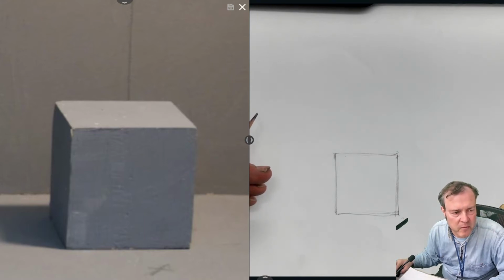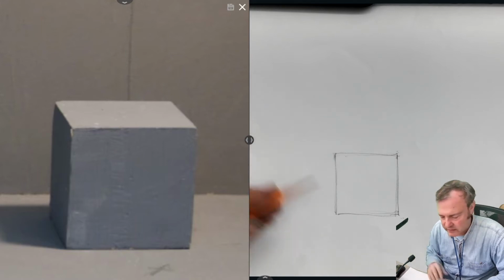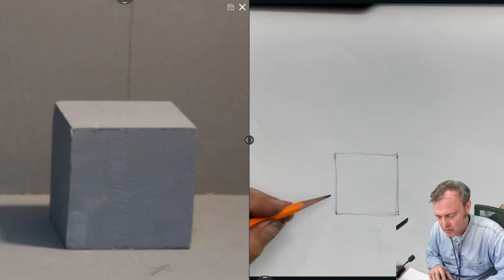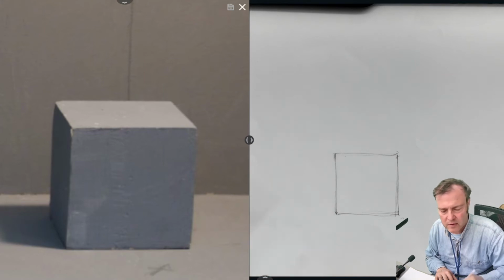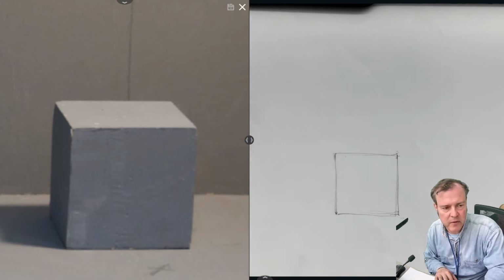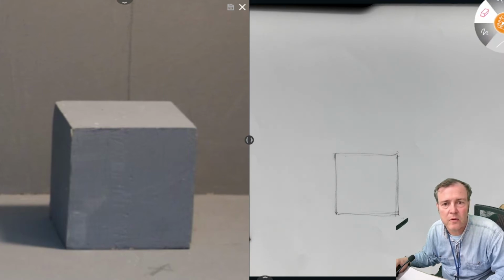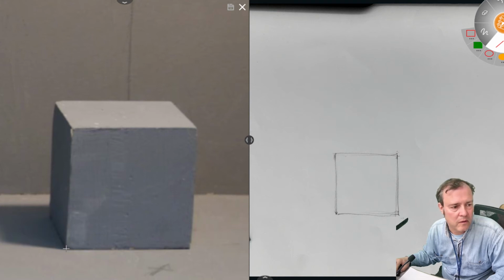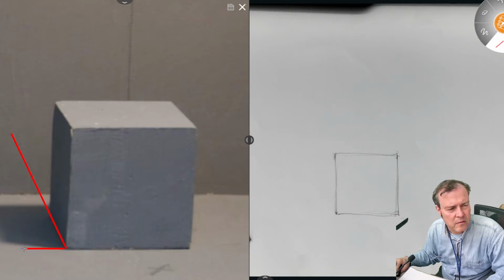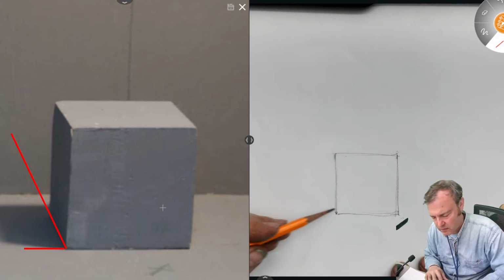Then you want to think about what this angle is at this bottom corner, and I'm going to say it is about, well, let me draw it on here for you so you can see. See that? That is about 65 degrees. Just going to try to copy that angle that we see.